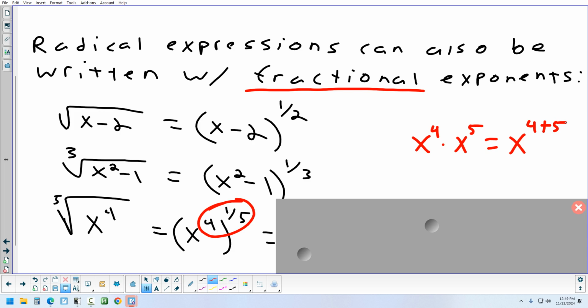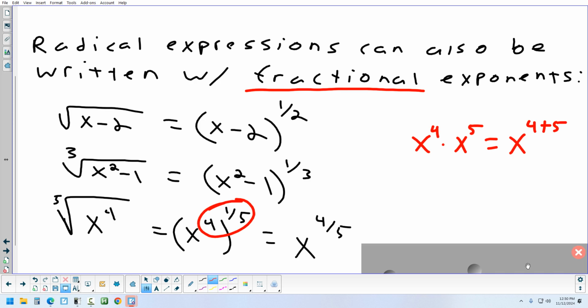So if you had x to the 4th times x to the 5th, you would add them. But this is a little different. This is x to the 4th to the 1/5. It's a power raised to a power. Anyone else remember what you do with these two numbers? Multiply? You multiply them, yes. So that's one reason why you might change something from a root to an exponent, because it allows you to simplify it.